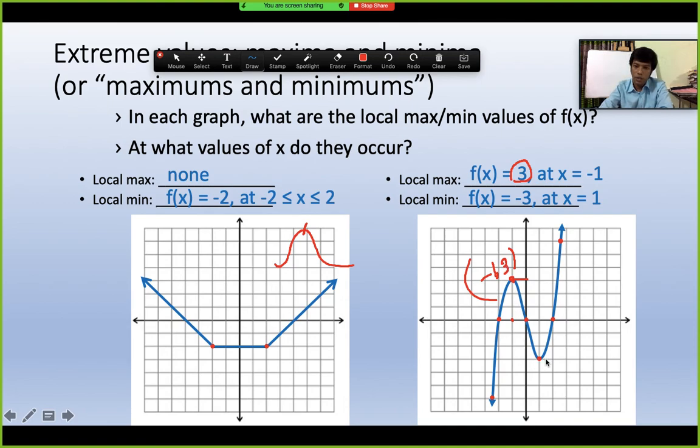And the same thing goes for the minimum. The point is (1, minus 3). So if we ask where is it, you will say at 1. What is the value of the minimum? The minimum value is minus 3. So f(x) equals minus 3, it means y equals minus 3. This y part is the value of the function. Always the value of the function comes from the y part.